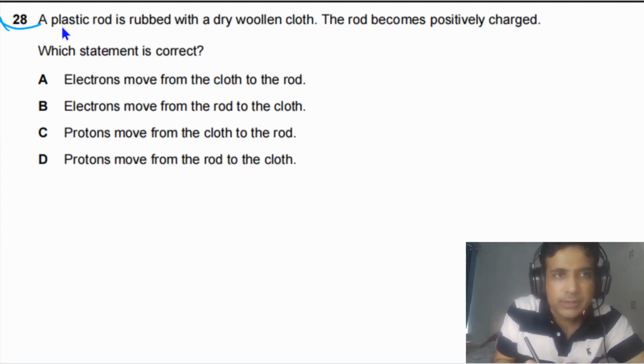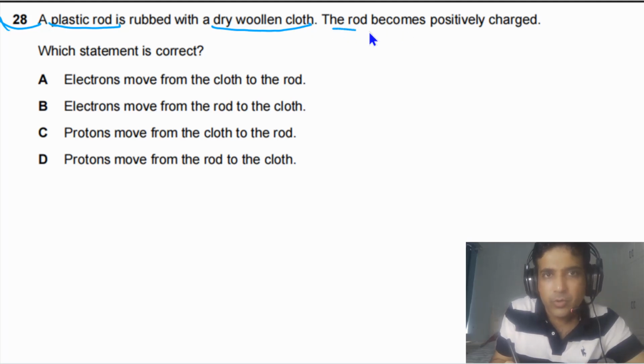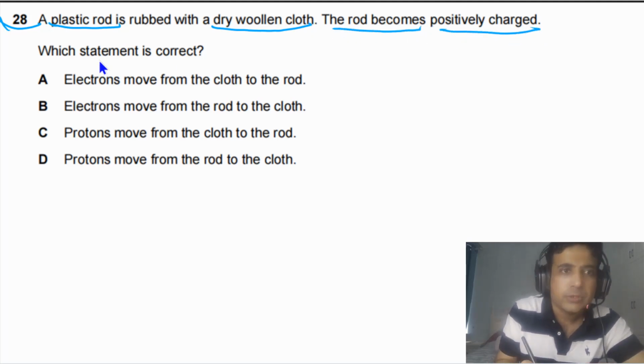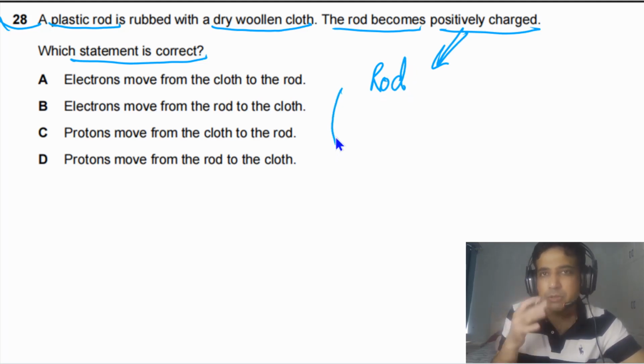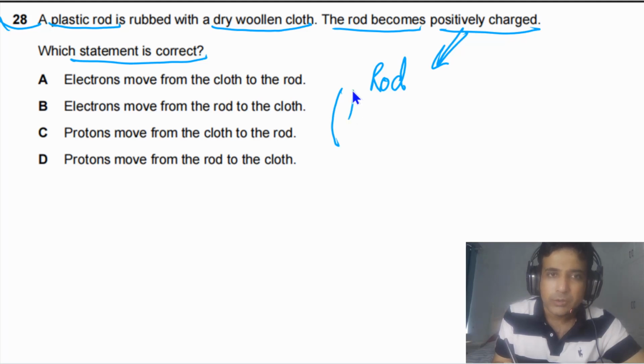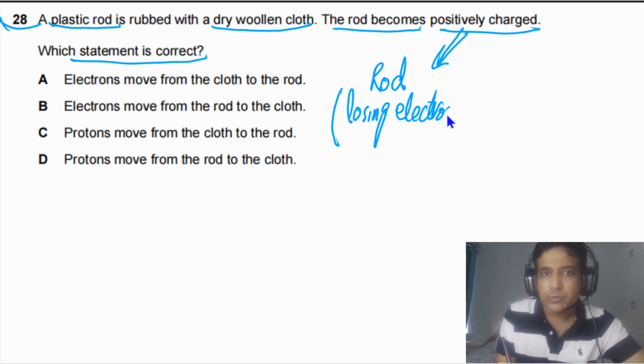Question number 28 says a plastic rod is rubbed with a dry woollen cloth. The rod becomes positively charged. Which statement is correct? Rod becomes positively charged. So simply in this case you can write down, it is given to you that the rod becomes positively charged. If the rod becomes positively charged, it means the rod is losing electrons. So the rod loses electrons and the woollen cloth will be gaining electrons.